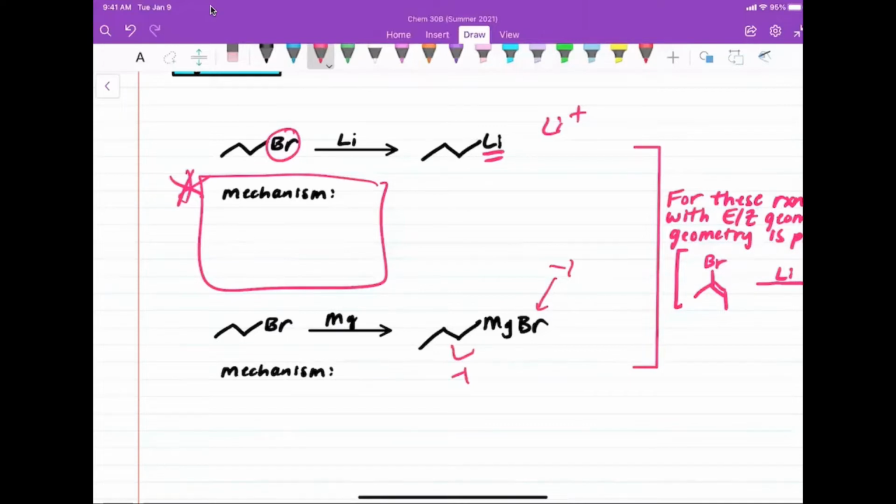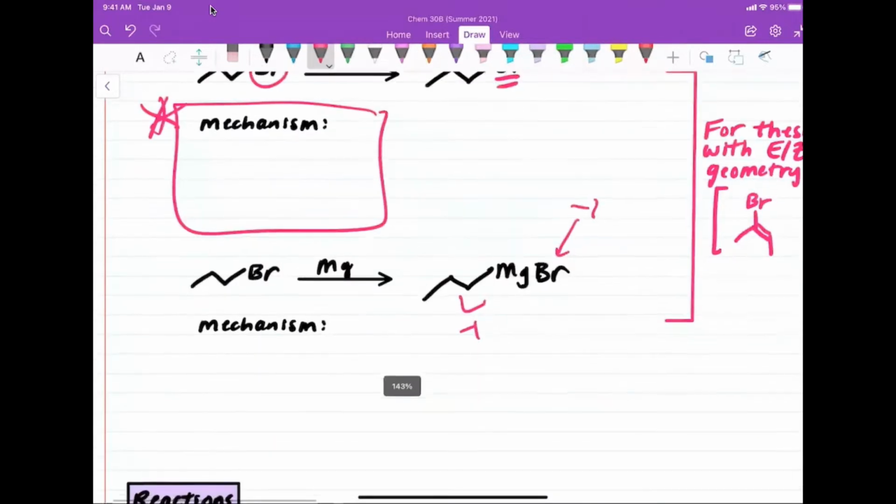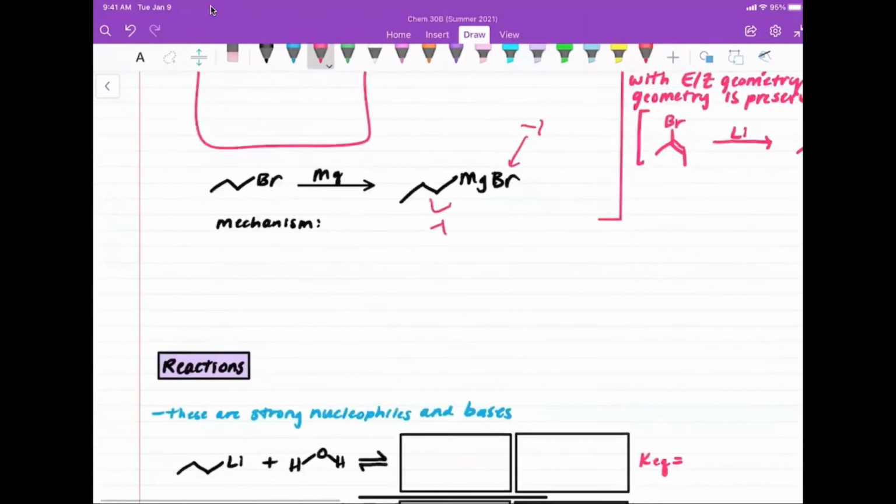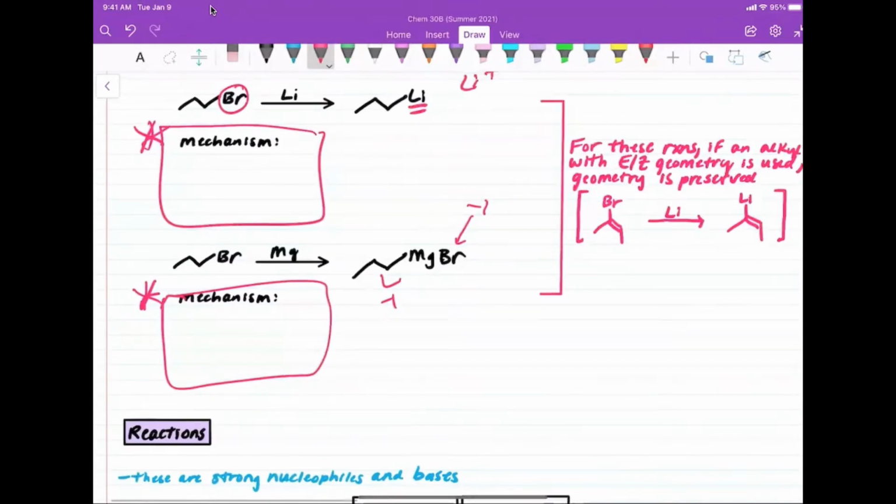Is Grignard specifically magnesium? Yeah. As far as the specific reference to Grignards, yeah, it's always magnesium. And then same thing here, we'll come back to this mechanism, very similar to the lithium one, nothing too crazy.